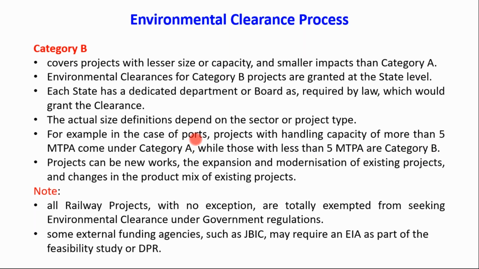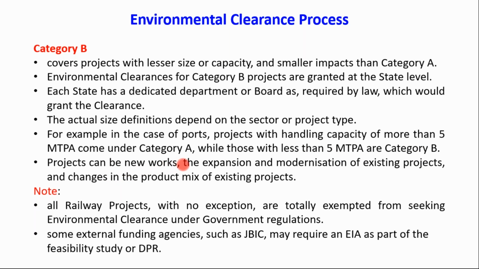So the nature of the project is the same, but the capacity is different. If more capacity is there, then the category is A, and if less capacity, that is 5 MTPA, for the same port, for the same project, then category B applies.